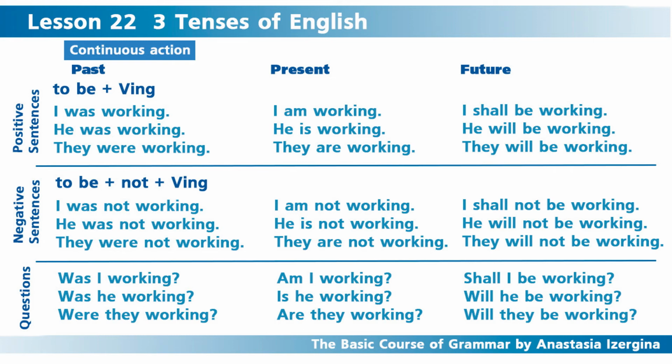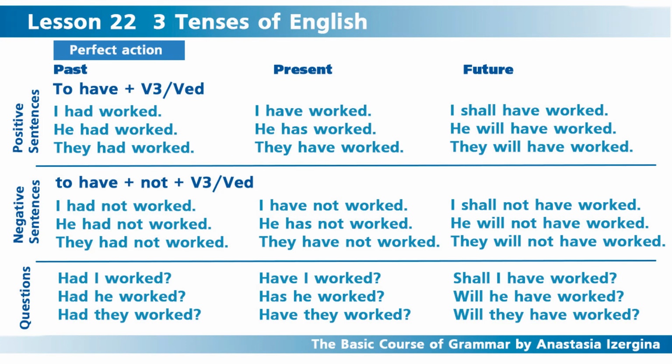Questions. Was I working? Was he working? Were they working? This is past tense. Present. Am I working? Is he working? Are they working? Future. Shall I be working? Will he be working? Will they be working?